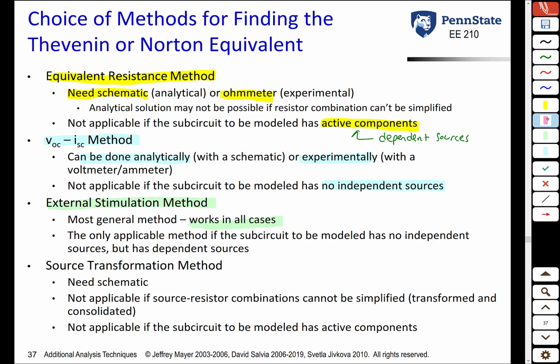The final method that we just looked at was the source transformation method. Unlike the other 3 methods, this one can only be done analytically. You need a schematic. There's no way to do the source transformation method experimentally. Furthermore, although this method is simple, it's very limited because it cannot work if you have active components. So if you have dependent sources, it doesn't work. Furthermore, even if you only have independent sources and resistors, it doesn't always work if you cannot actually do a source transformation. Depending upon how the circuit is laid out, you may find that you can't do a source transformation to simplify the circuit at all.